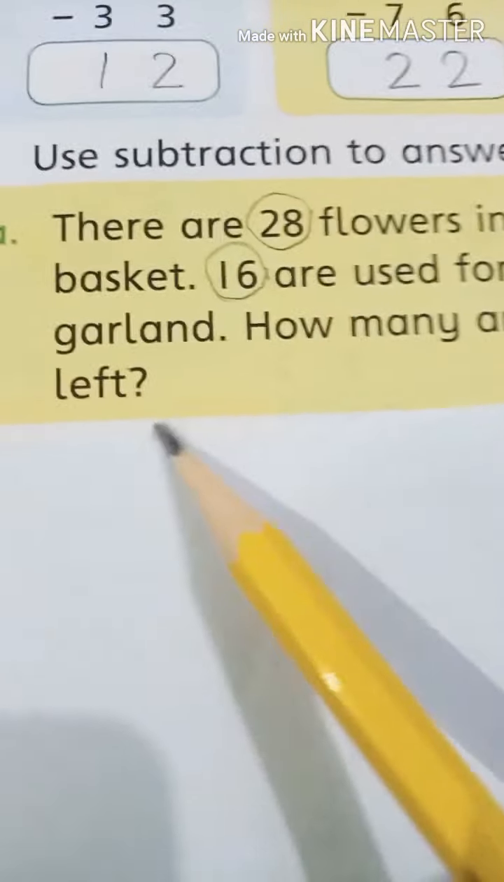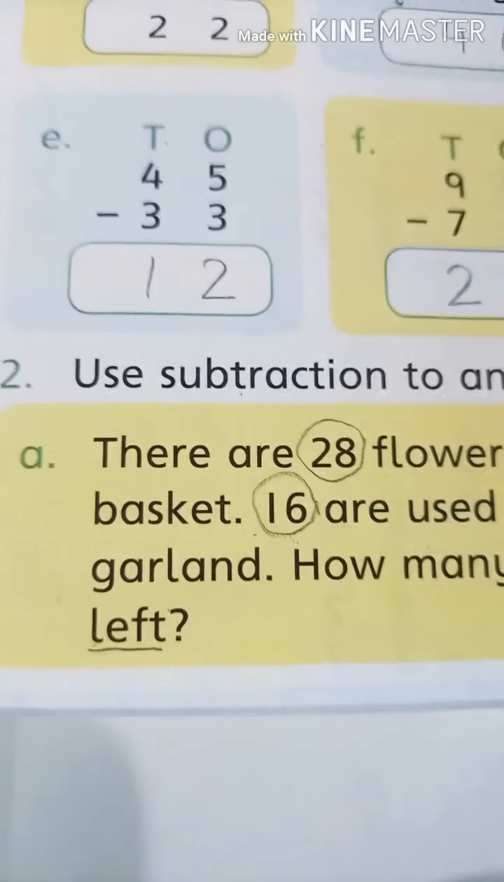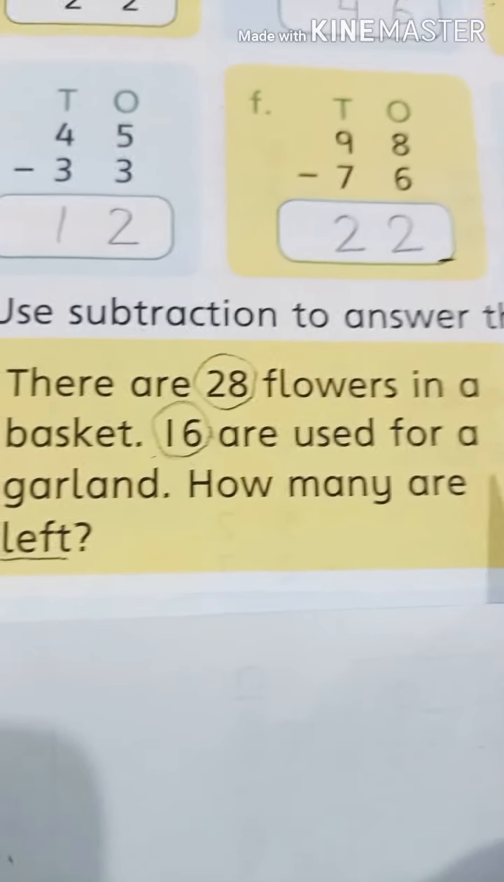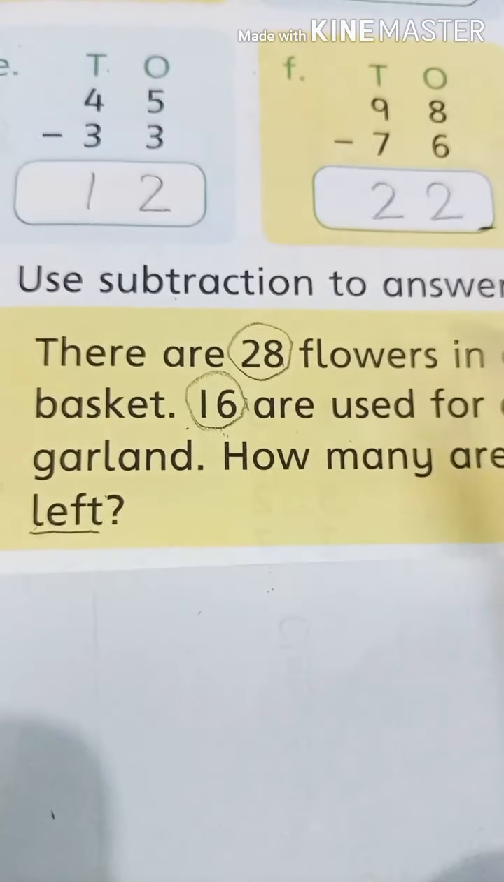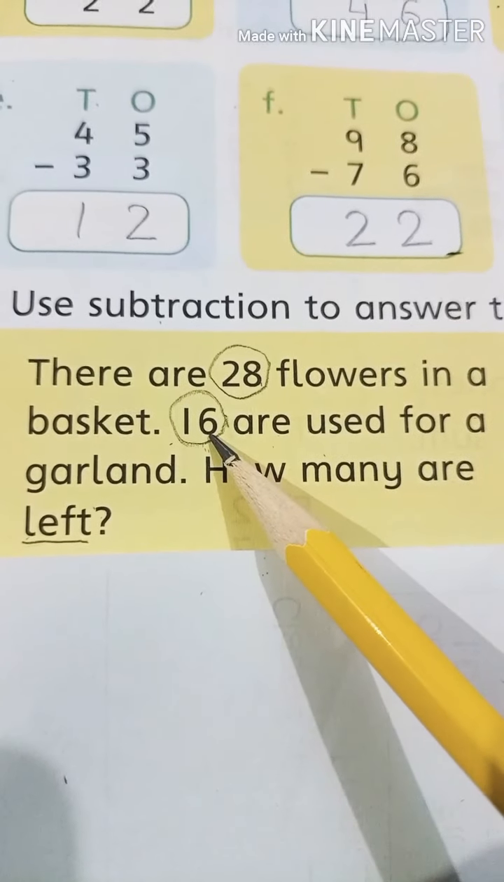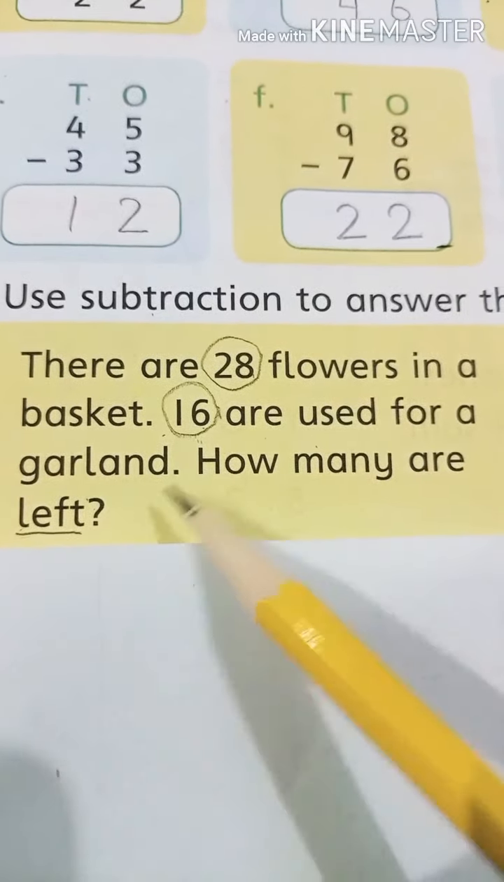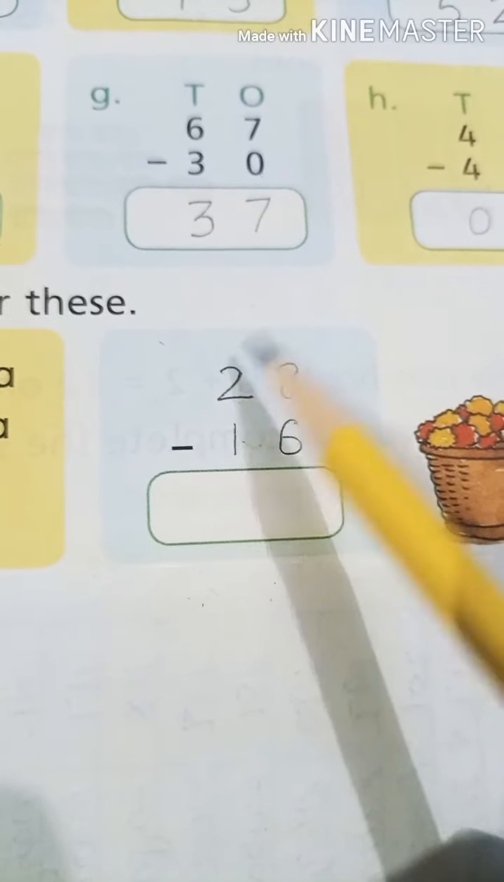Next is how many are left. This left is showing us that this statement is of subtraction, and I have to solve this statement by the process of subtraction. First of all, I will write this number above and 16 below from that. Okay, because in the total we have the 28 flowers and we have used the 16, and we want to know how many are left with the flowers. Okay, here I will write the number 28 first and then the number 16. Look students, I have written the number 28 and the 16, 6 just beneath the 8 in the ones column and 1 just beneath the 2 in the tens column.